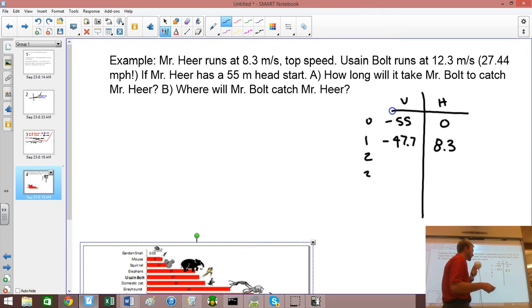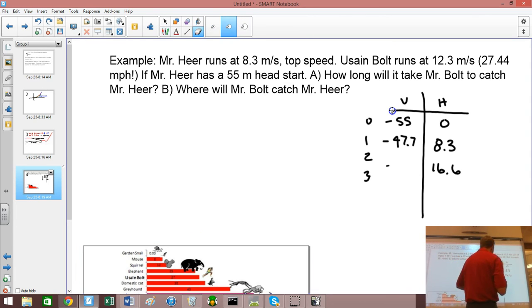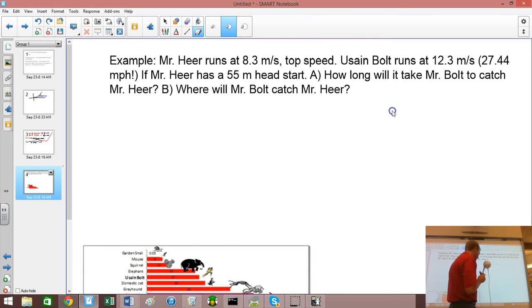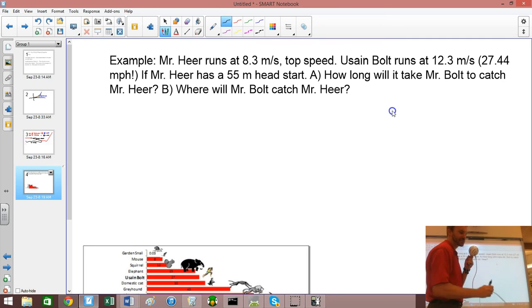So you could just keep going down. This is what's called the recursive formula. If you remember back from algebra, you have to find the thing before it. Hare would be at 16.6 and I add another 12.3 to Usain, so like negative 30.4. But this would take you all day. And maybe they don't meet exactly at 1 second, so it's even more complicated if they meet in between.